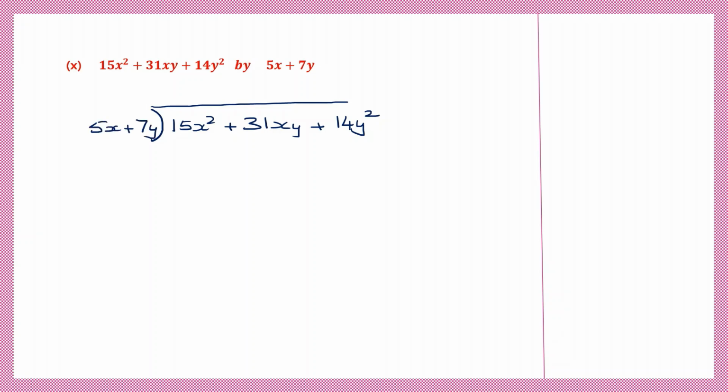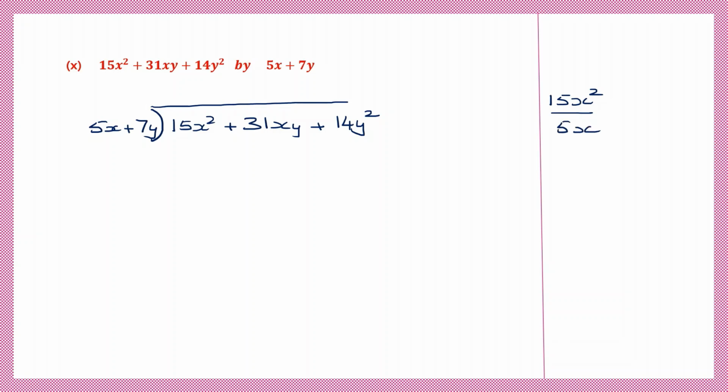Question 10. Let's put the dividend inside. So we have 15x squared plus 31xy plus 14y squared. And our divisor is 5x plus 7y. So divide the first term of the dividend by the first term of the divisor, which is 5x.